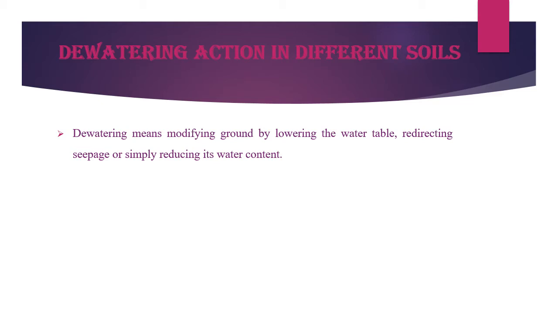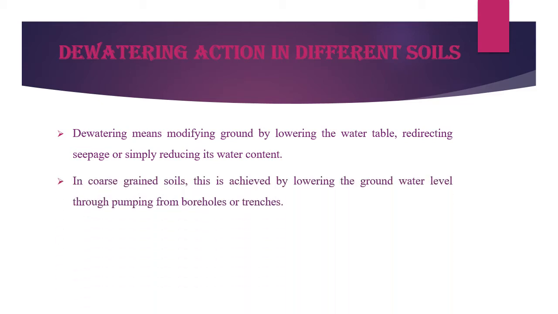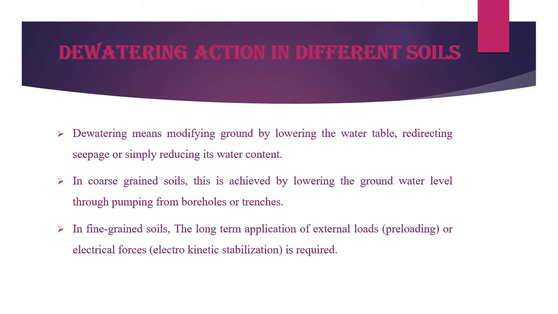Now, dewatering action in different soils. The objective of dewatering is to modify the ground by lowering the groundwater table, by redirecting the seepage, or by simply reducing the water content of the soil mass. In case of coarse-grained soils, the dewatering is achieved by lowering the groundwater level by means of pumping. And in case of fine-grained soils, the dewatering is achieved by means of pre-loading techniques or electrokinetic stabilization techniques.